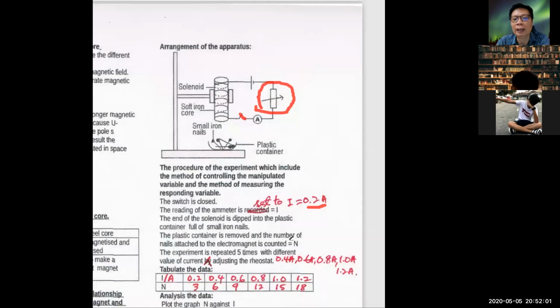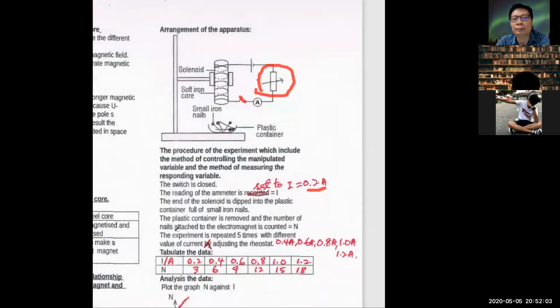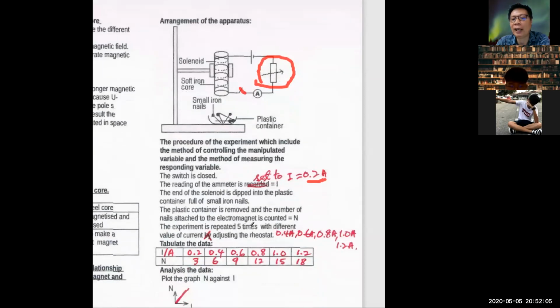Okay. Then last is the repetition. The experiment is repeated 5 times. You repeat a few times with different values of current. You cannot say it like this in your exam answer, you know. You must write: the experiment is repeated 5 times with different values of current by adjusting the rheostat. Okay, you must state the current you use.